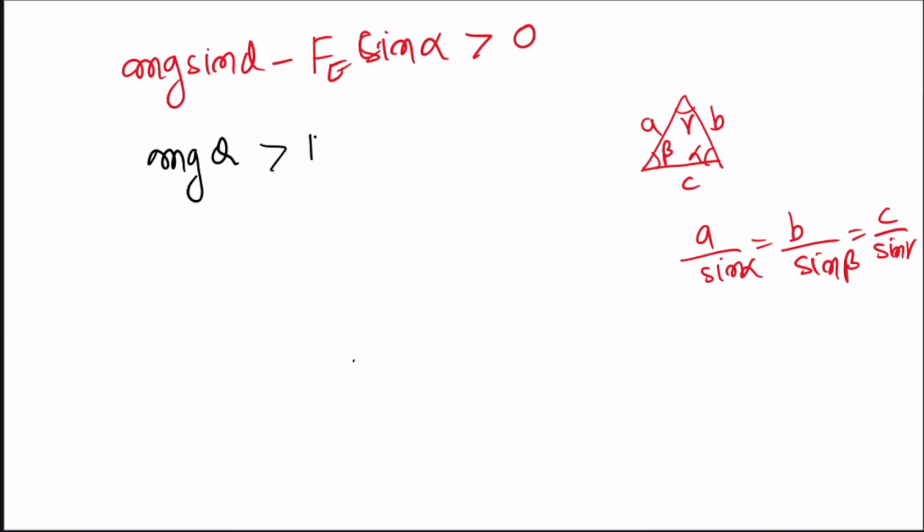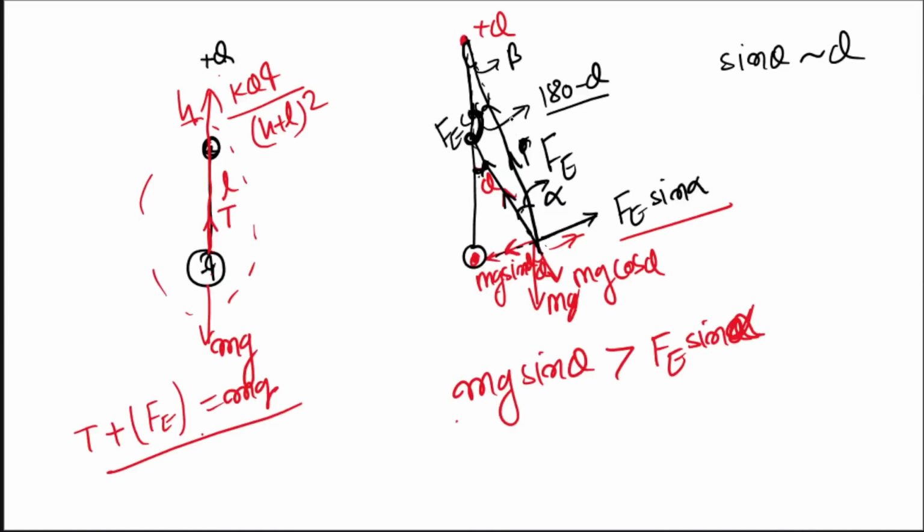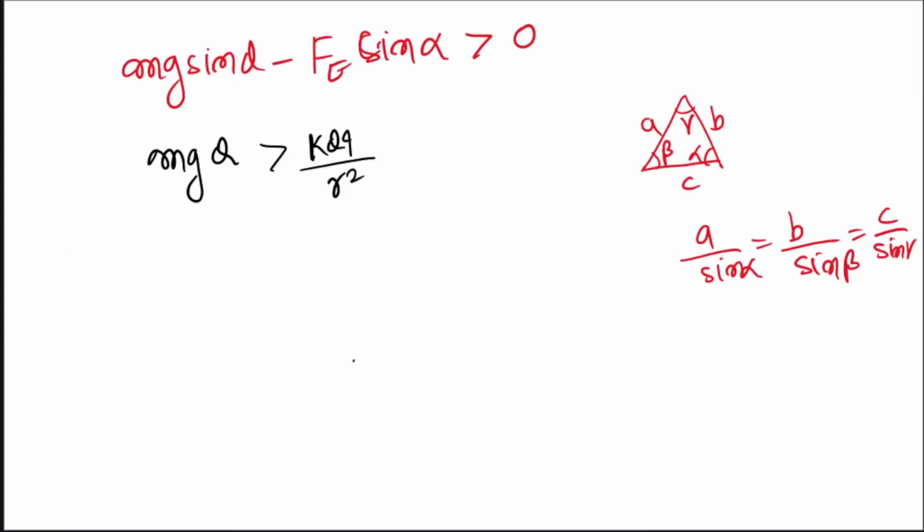is greater than Fe. What will you write for Fe? k q q divided by this distance squared. Which distance? This one. So let's say this is r for the time being. So r squared and this is your alpha. Okay. Now how can we relate this theta and alpha?